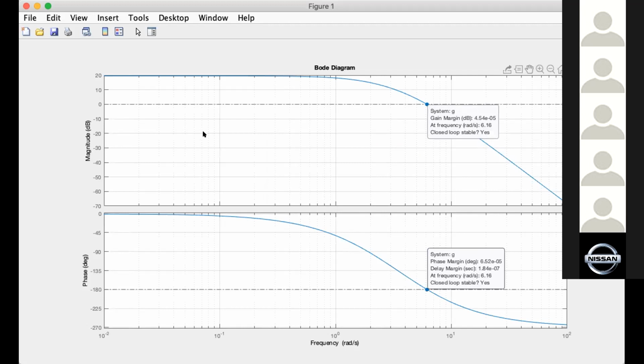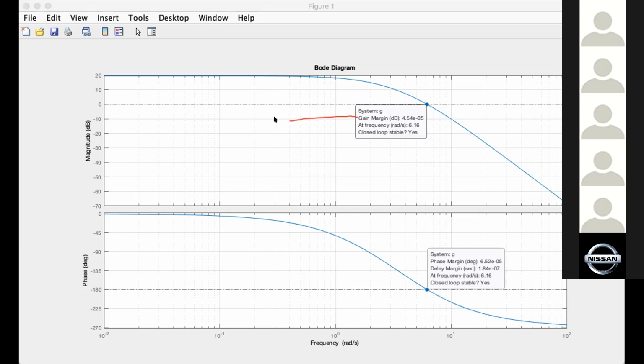Zero. Very close to zero. Very close to zero. 4.5 E negative 5, so very small. Just say it's zero. 0.000 is 0 decibel. Can I say 0 decibel, am I right? Yes, 0 decibel. Don't be fooled by that number, exponent minus 5. And the phase margin? It's also zero. 0 degrees. This is the gain margin.